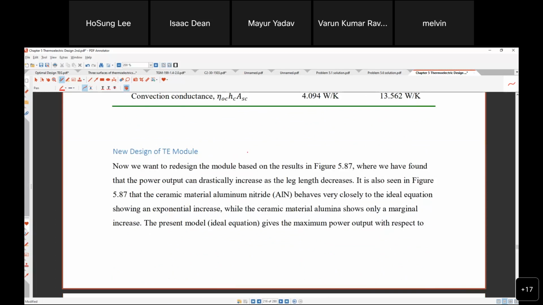But next hour, I'm going to move on to chapter 6. Today's homework: I'm going to assign the homework, 5.16, 5.18, 5.26. I'm going to post numbers only. So 3 homework problems due next hour.